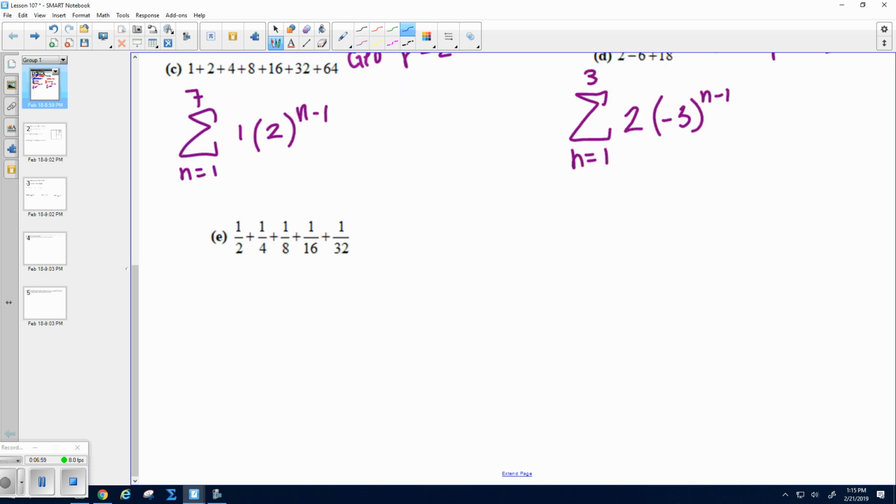Okay, and last one, n equals 1. And this one has 1, 2, 3, 4, 5 terms. Is this arithmetic or geometric? What are we multiplying by every time? 1/2. Good. Harrison.